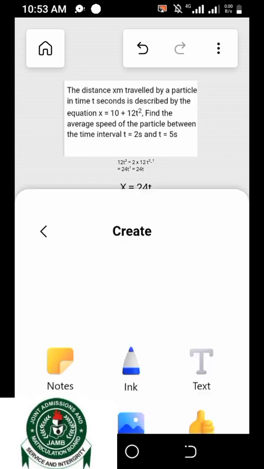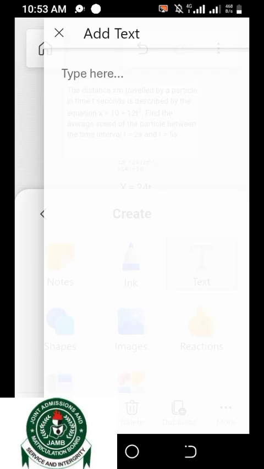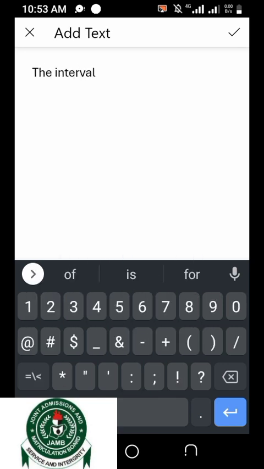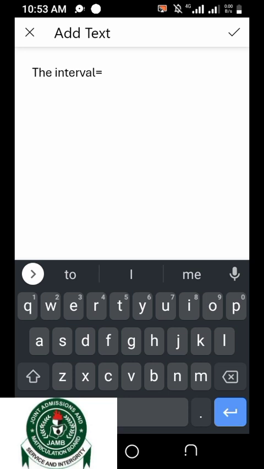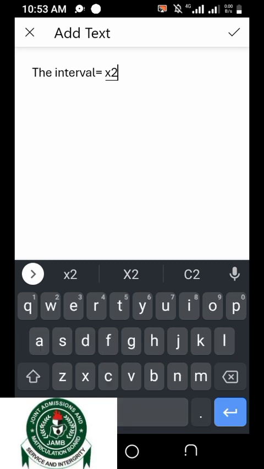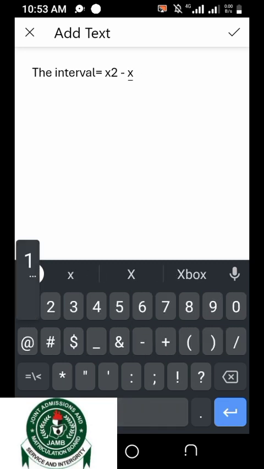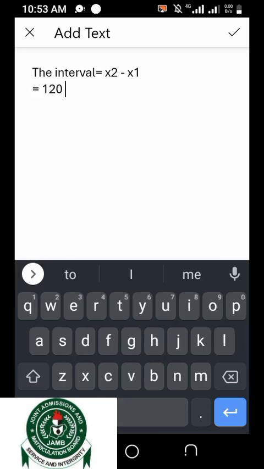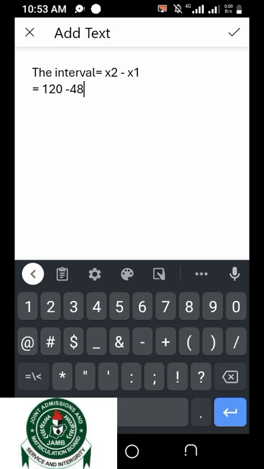So let's do that. So the time interval, let's just say the interval, right? Equals the second x, because we have gotten the first x. Second x minus the first x, right? That means we have 120 minus 48.